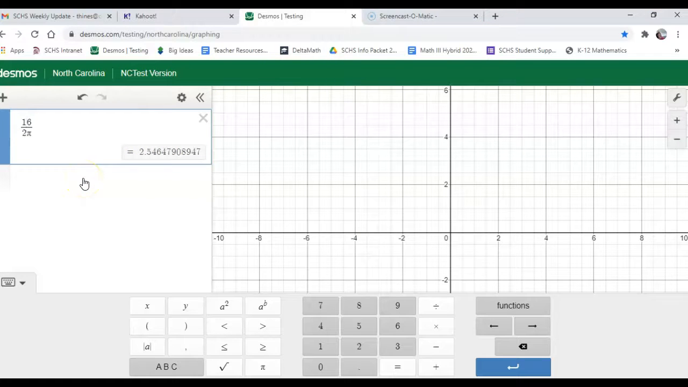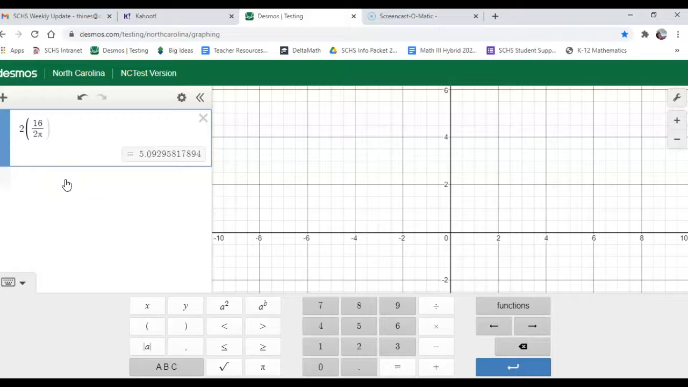So 16 divided by 2 pi is 2.54. That's what the radius is, but what do I have to do to figure out the final answer? I've got to multiply that by 2 to figure out the diameter. You could put a parenthesis in front of it and multiply it by 2 like that if you wanted. Or you could put that answer choice, you know, and then multiply by 2. But it looks like the diameter is going to be 5.09.